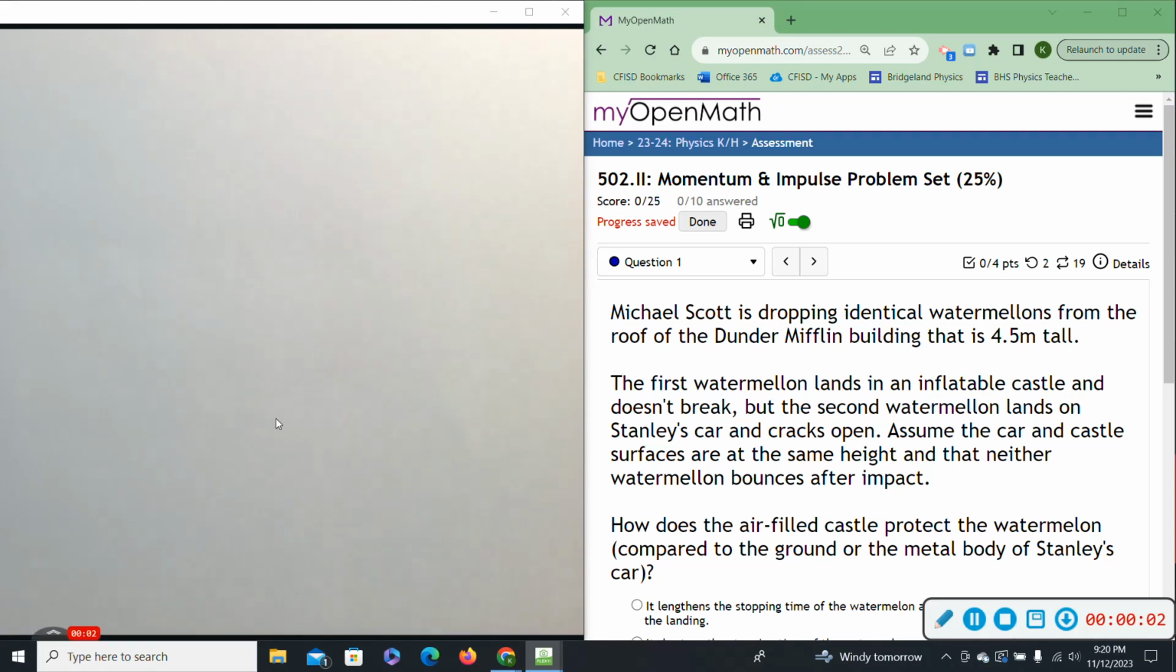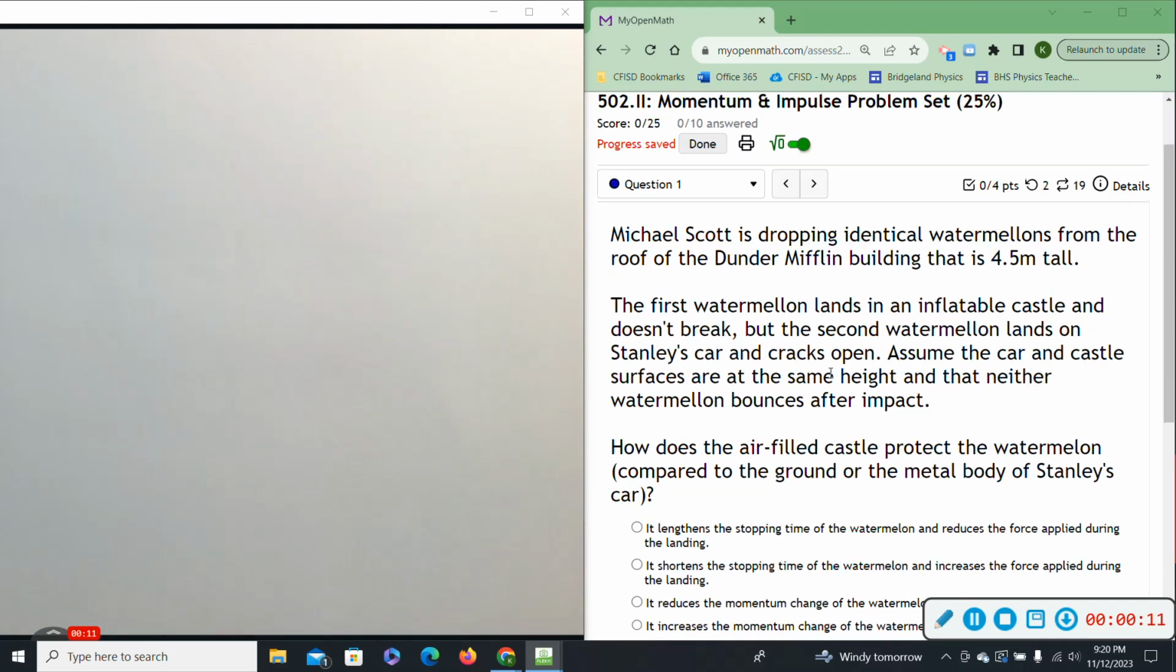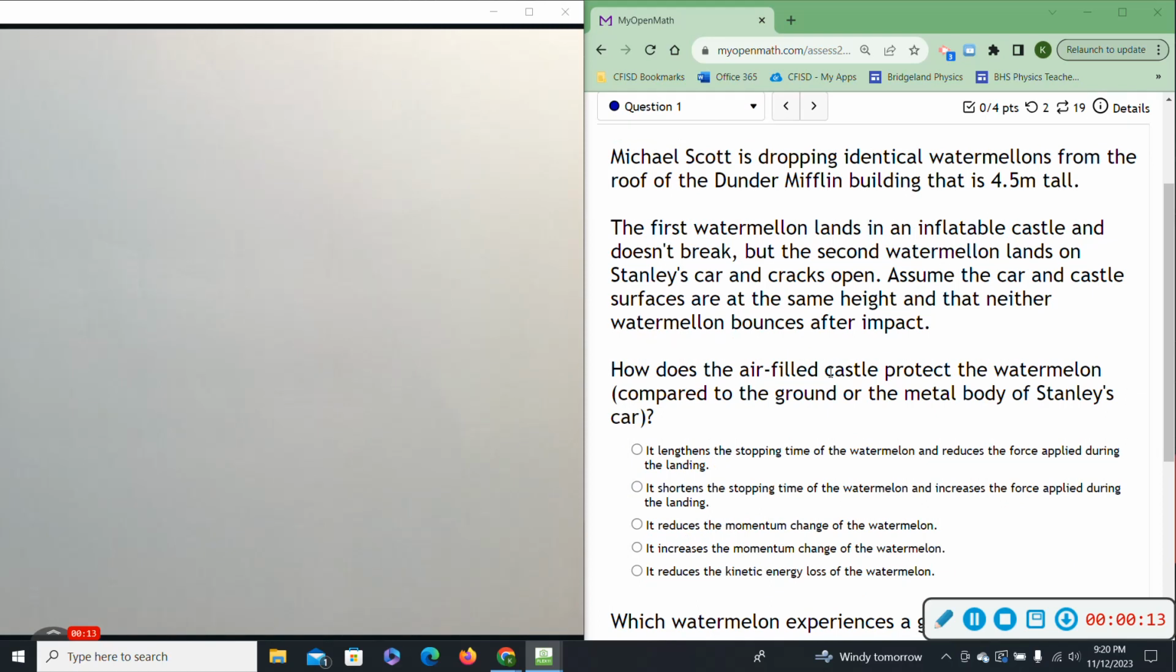This is the assignment 502.2, Momentum and Impulse Problem Set. Question 1 says Michael Scott is dropping identical watermelons from the roof of the Dunder Mifflin building that is 4.5 meters tall.